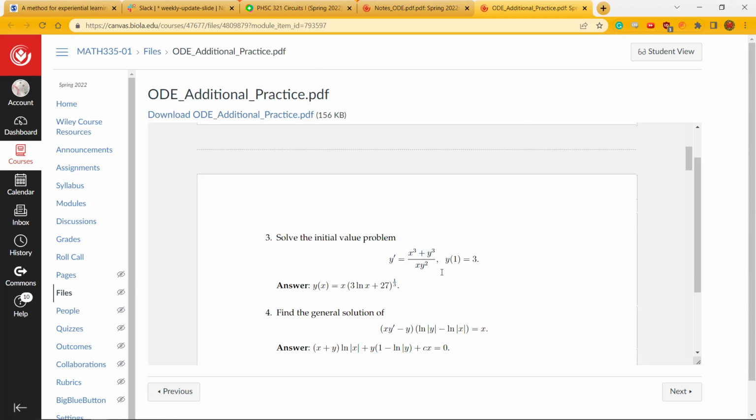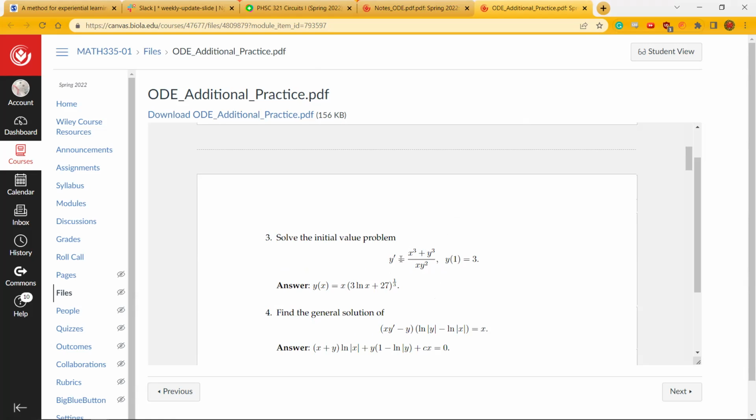This one's homogeneous. Why is this problem homogeneous? If you can plug in alpha x and alpha y into every x and y, and all the alphas cancel out in the end, then it's a homogeneous equation.